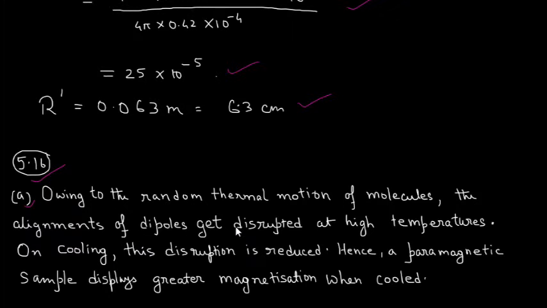So, answer to the question 5.16a: owing to the random thermal motion of molecules, the alignment of dipoles gets disturbed at high temperature. On cooling, this disruption is reduced. Hence, a paramagnetic sample displays greater magnetization when cooled. Let us see the next question.